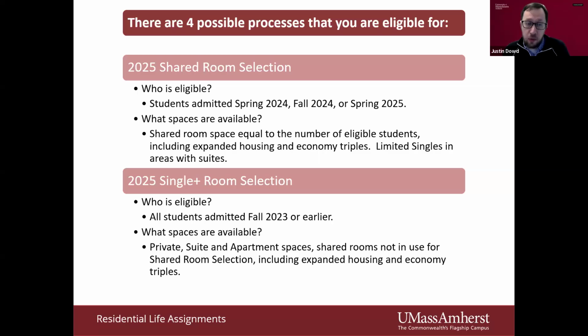There is also the single plus room selection process. Primarily, the students in that process are folks that were admitted in fall 2023 or earlier. And those students will see primarily spaces that are single rooms with some limited shared room options that aren't being used in that shared room selection process. The difference there is that the single plus process does not have enough spaces in it for every student that has an appointment. And so it is possible that some students with that appointment may not have an option to select a space. In the shared room selection, every student will have the ability to select something.